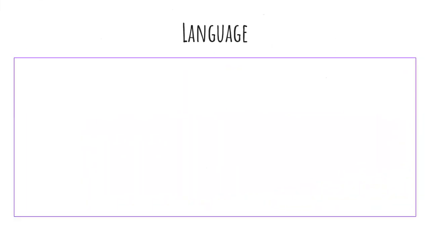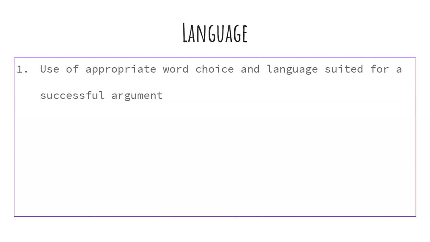Now let's talk about the language that you're going to use. You're going to use appropriate word choice and language suited for a successful argument. But let's remember, the people that are reading this argument are your teachers. So you want to make sure you don't use words like gonna, wanna, shoulda, coulda, like you write your text messages to your friends. This is for your teacher, so you have to write it in language suited for your teacher.